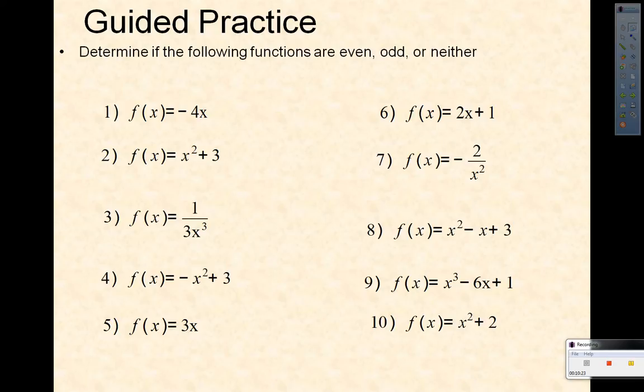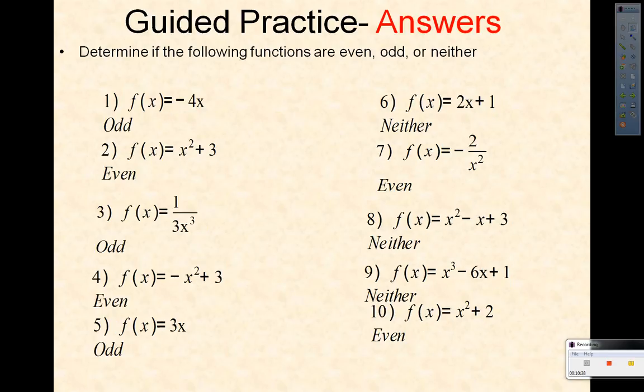Alright guys, here are the answers to those 10 questions. The first one was odd, the second one was even, the third one was odd, the fourth one was even, the fifth one was odd, the sixth one was neither, the seventh one was even, the eighth one was neither, the ninth one was neither, and the 10th one was even.